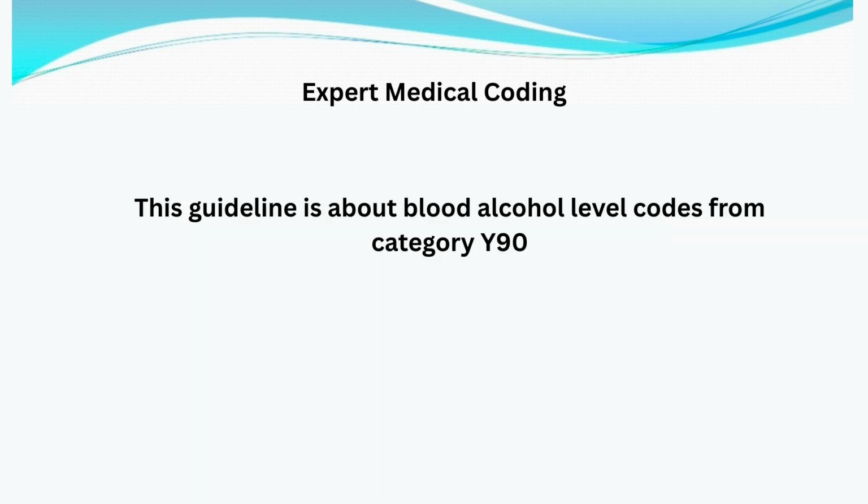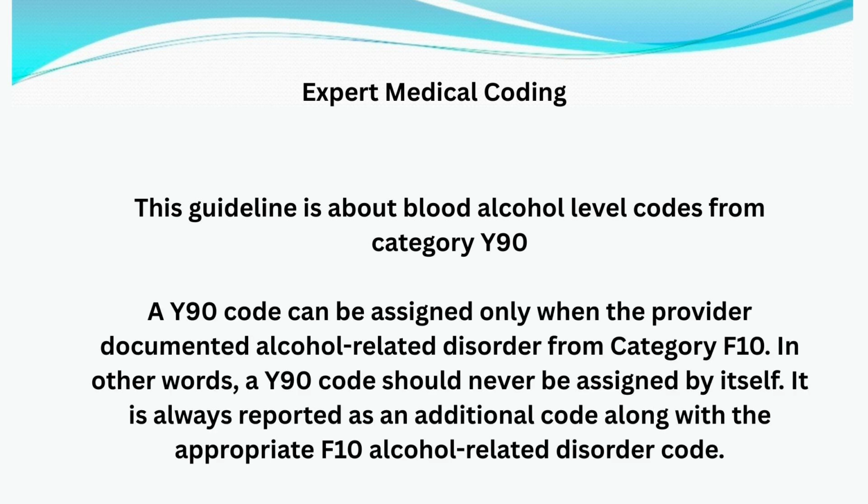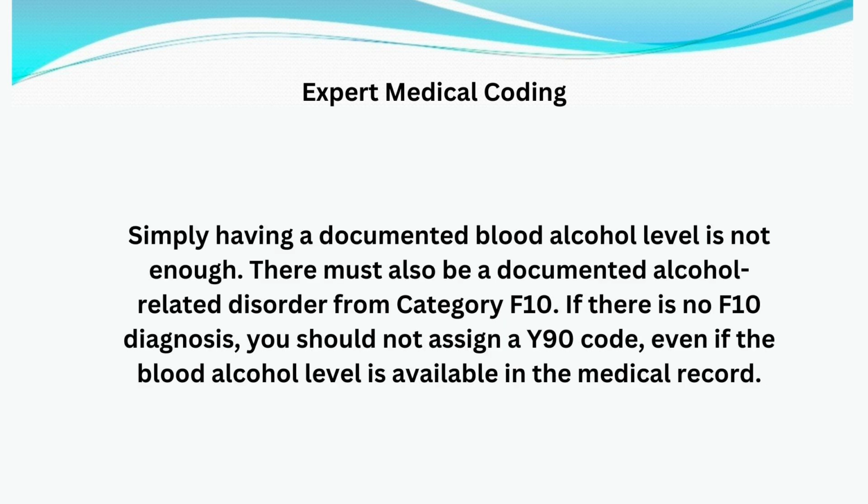This guideline is about blood alcohol level codes from category Y90. A Y90 code can be assigned only when the provider documented alcohol related disorder from category F10. In other words, a Y90 code should never be assigned by itself. It is always reported as an additional code along with the appropriate F10 alcohol related disorder code. Simply having a documented blood alcohol level is not enough. There must also be a documented alcohol related disorder from category F10. If there is no F10 diagnosis, you should not assign a Y90 code, even if the blood alcohol level is available in the medical record.